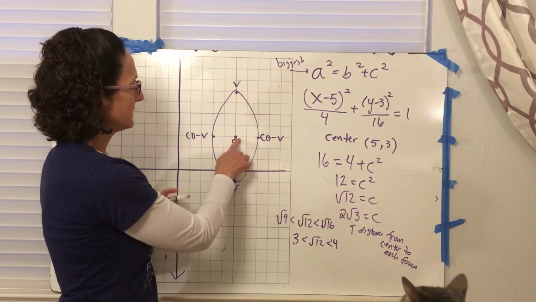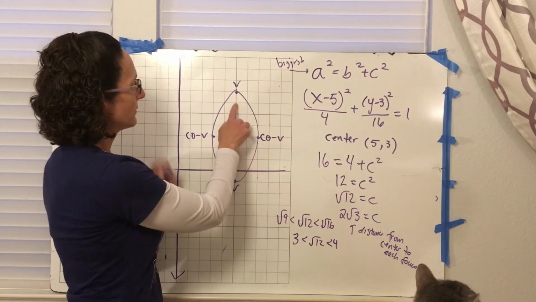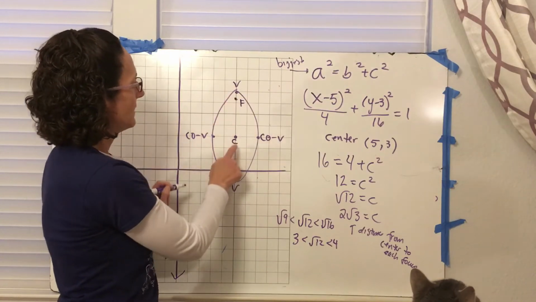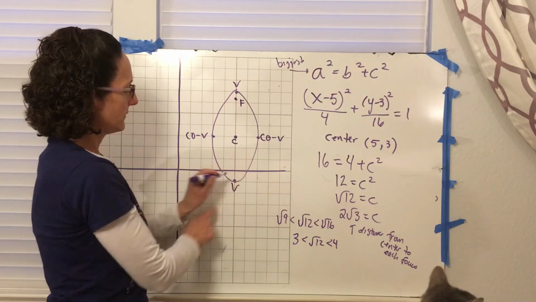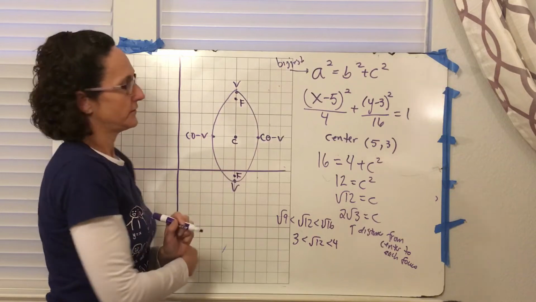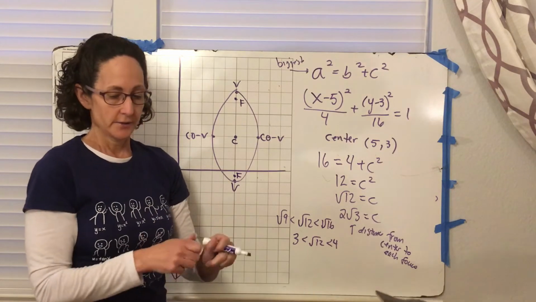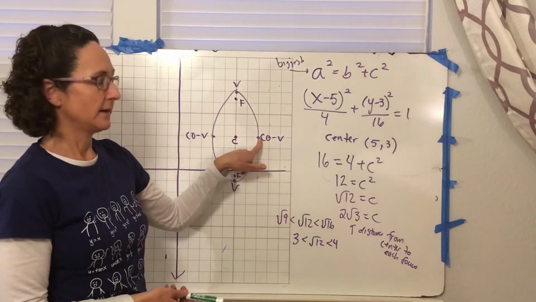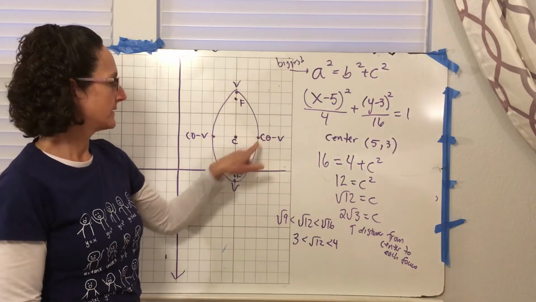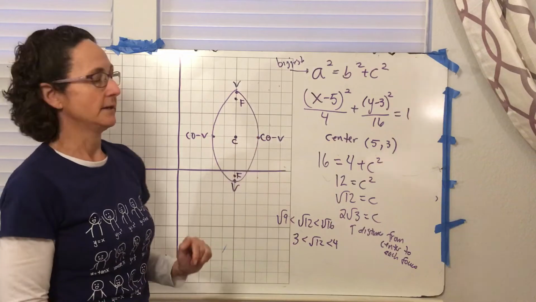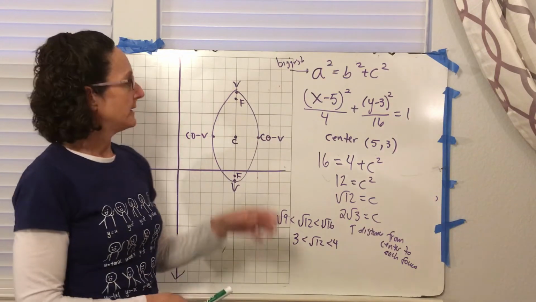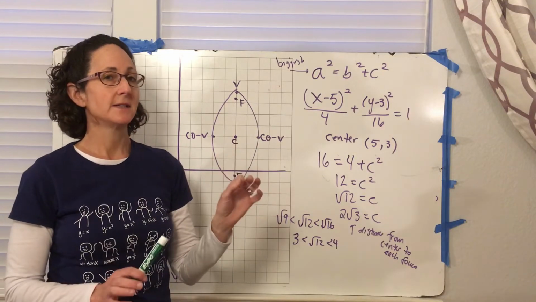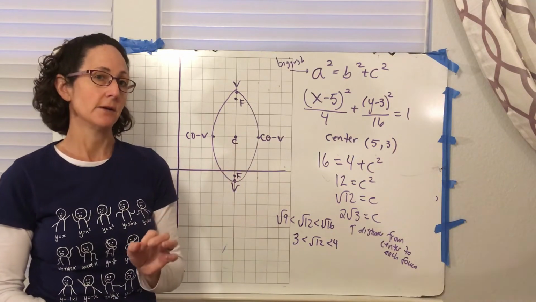So from the center, go 1, 2, 3.4-ish, and that is your focus. 1, 2, 3.4-ish, and that is your focus. So this is my rule. If a point falls right on a nice even spot, like this is clearly 7, 3, then you don't need to label it. But if it falls on a weird decimal or root thing, you guys have to tell me the exact x and y coordinate.